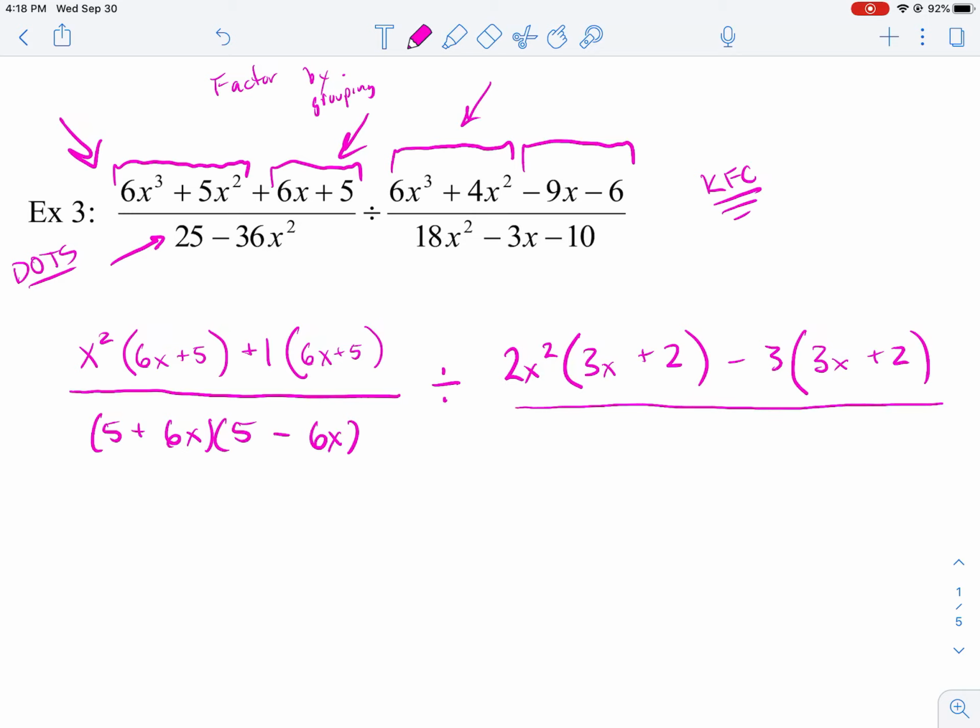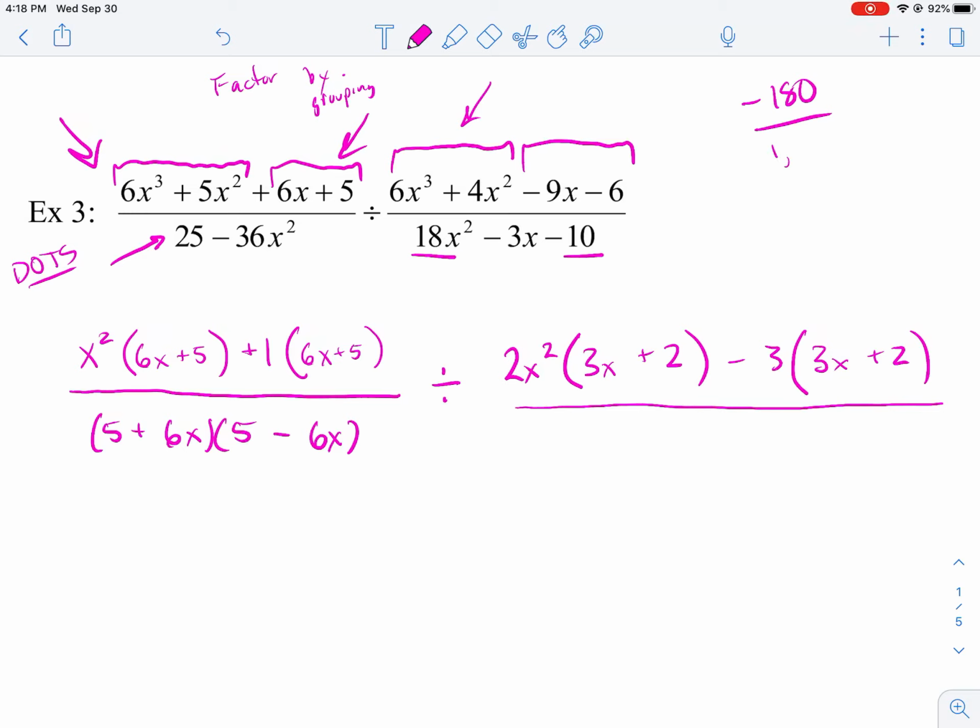Now this one looks like a pain down here: 18x squared minus 3x minus 10. Oh boy. Well, we're going to have to use, again, factor by grouping. So I'm going to go 18 times negative 10, which gives me negative 180. Now I have to come up with factors of negative 180 such that I get a negative 3 in the middle. So let's figure out what the factors of negative 180 would be.